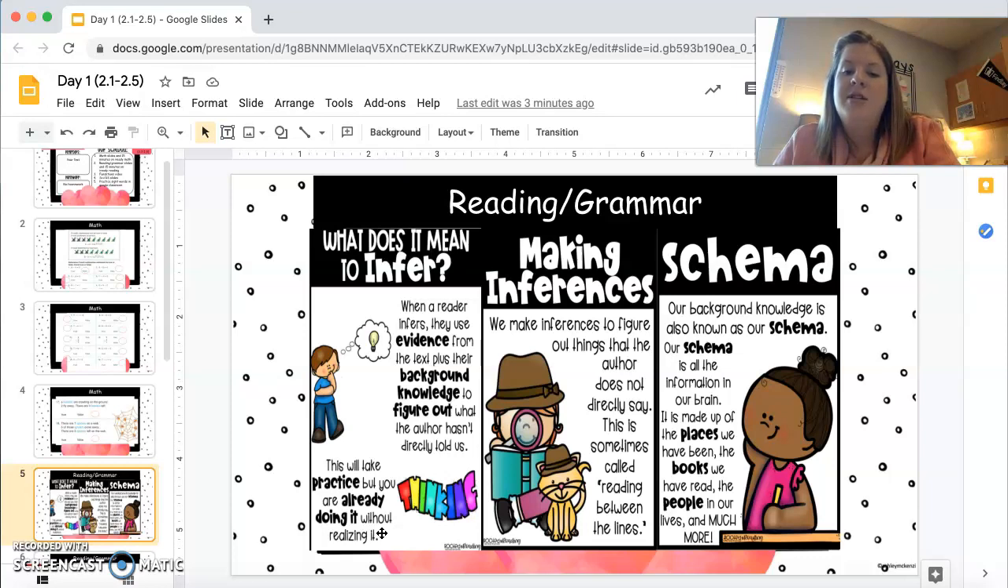We make inferences to figure out things that the author does not directly say. This is sometimes called reading between the lines, okay? And schema is our background knowledge, also known as our schema. Our schema is all the information in our brain. It is made up of the places we have been, the books we have read, the people in our lives, and much more. So we all have schema, and that's our background knowledge. So that's stuff that we already know, okay? All right.